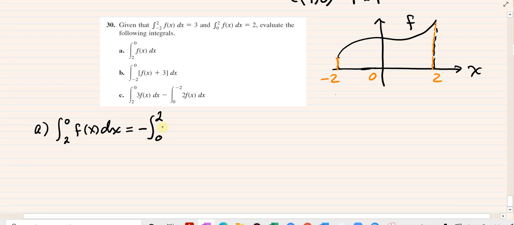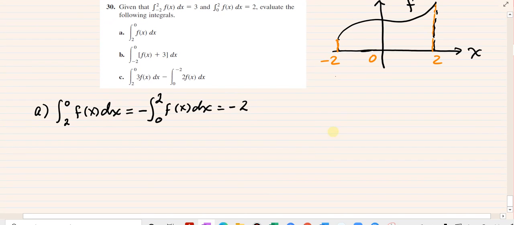So it's going to be negative now of the integral of f of x dx. And that we are given. The integral from 0 to 2 was 2, so this answer is going to be -2. Okay. There's part A. That was easy.